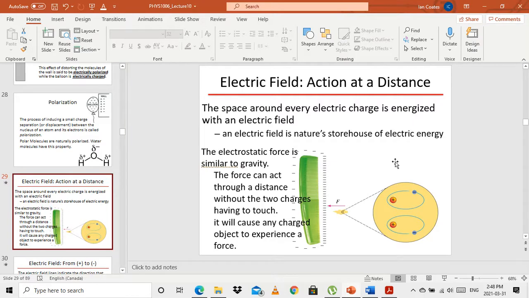The electrostatic force is similar to gravity. The force can act through a distance without the two charges having to touch. It will cause any charged object to experience a force. Okay? And you'll see here what's going on, and there's a force there. We're going to talk more about this there.